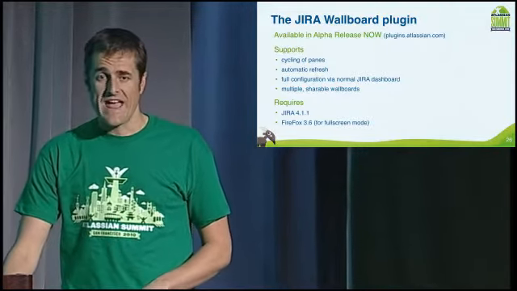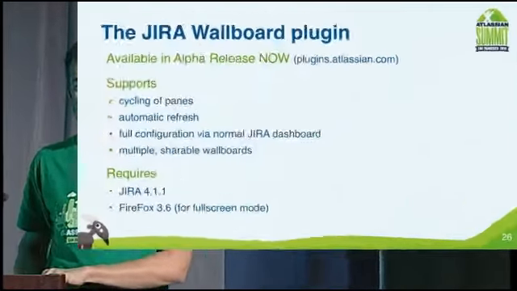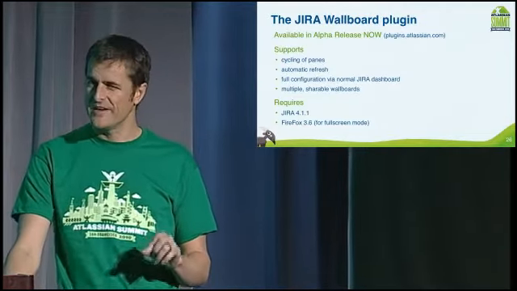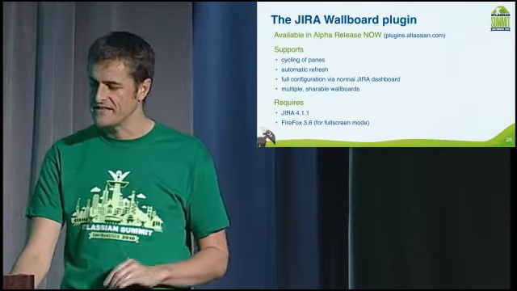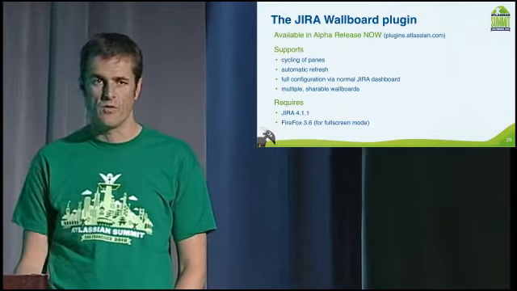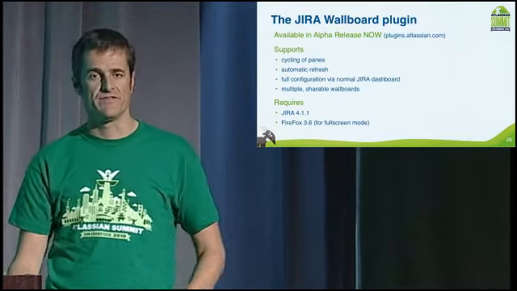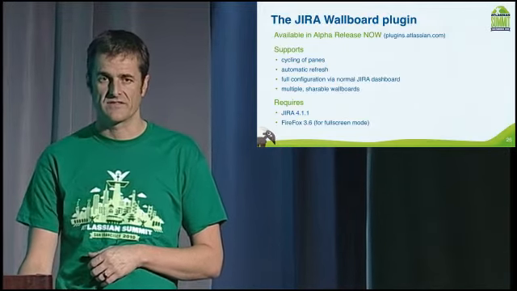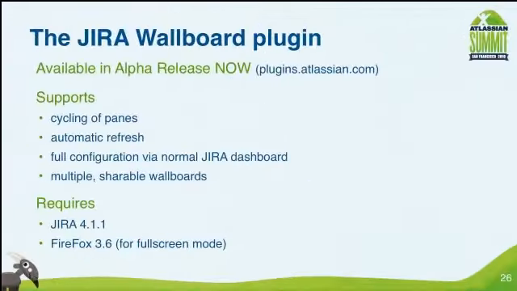So this is available right now from plugins.atlassian.com. You can whack it on your Jira instance. As I said, it supports cycling of panes. It's got an auto refresh function, and you can do all of your configuration via the Jira dashboard. I will warn you, it's a little bit alpha at this stage. We haven't quite finessed the configuration of it, and we'll get a lot better. It does require Jira 4.1.1, and if you want to go full screen on a browser, on a big display, then Firefox 3.6 is what we would recommend at this stage, although we would like to support other full screen browsers.